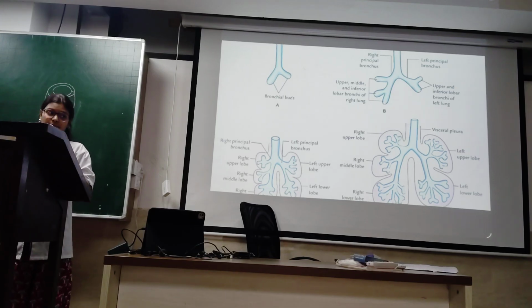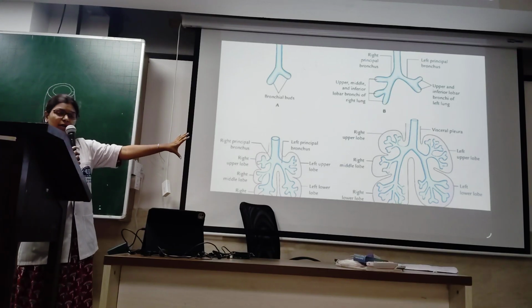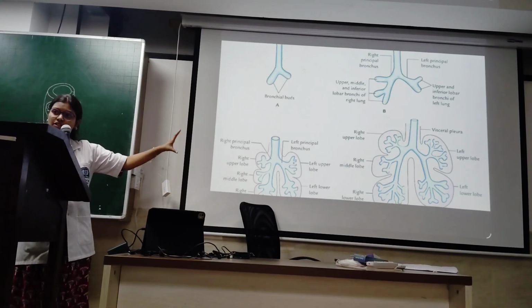The pink portion we can see in the last image is the lung parenchyma, which is formed by the splanchnopleuric mesoderm of the lateral plate mesoderm.